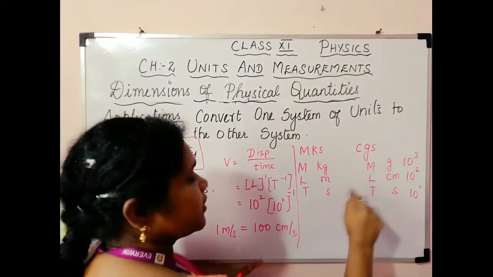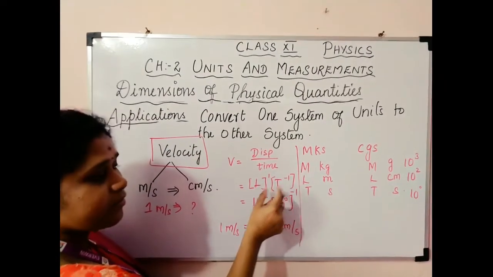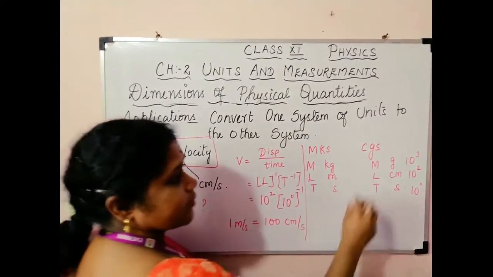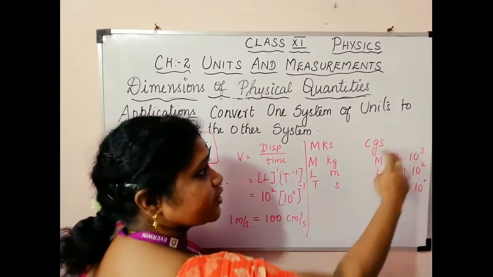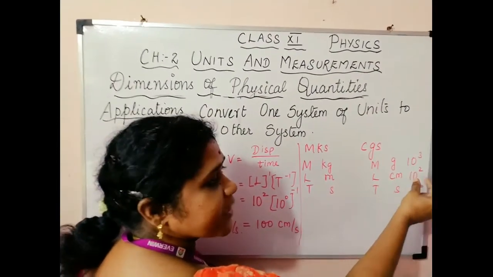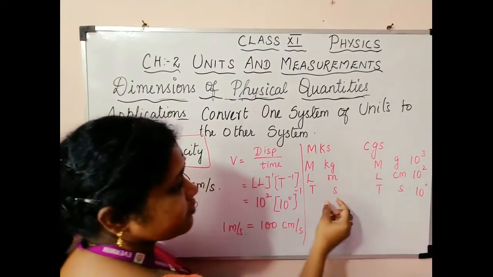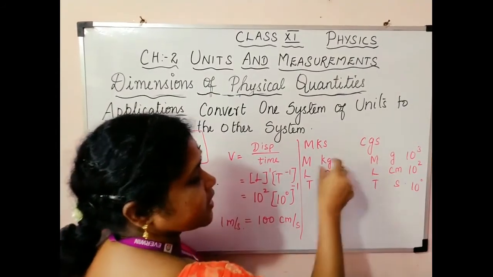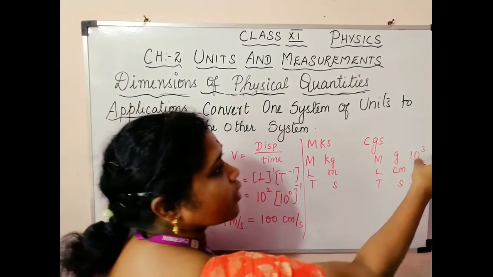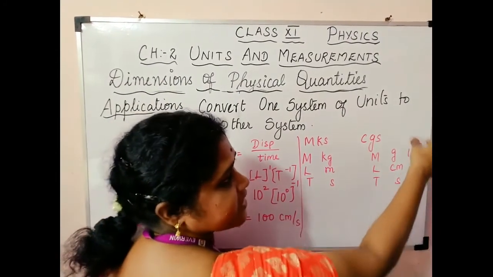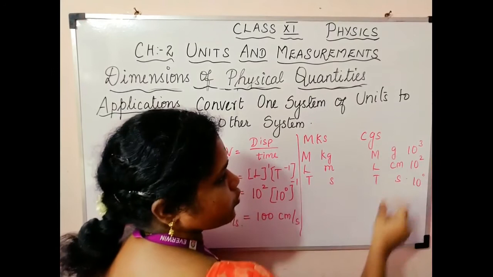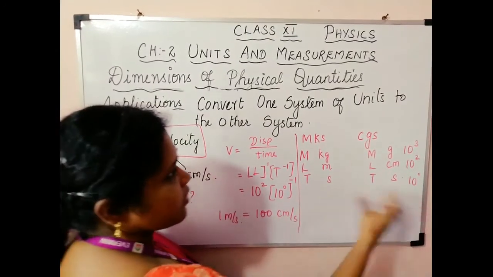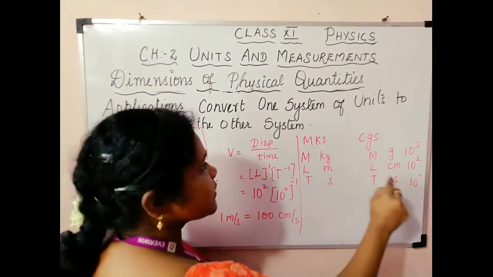So you are going to convert. Only length and time are included in velocity, so mass doesn't need to be considered. Length is in meter, and converting to centimeter, how many centimeters in a meter? 10 power 2. Everything should be expressed in powers of 10. If it were mass, then 1000 gram is equal to 1 kilogram, 10 power 3. Here 10 power 2, and for time 10 power 0, because 1 second is the same unit for MKS as well as CGS.